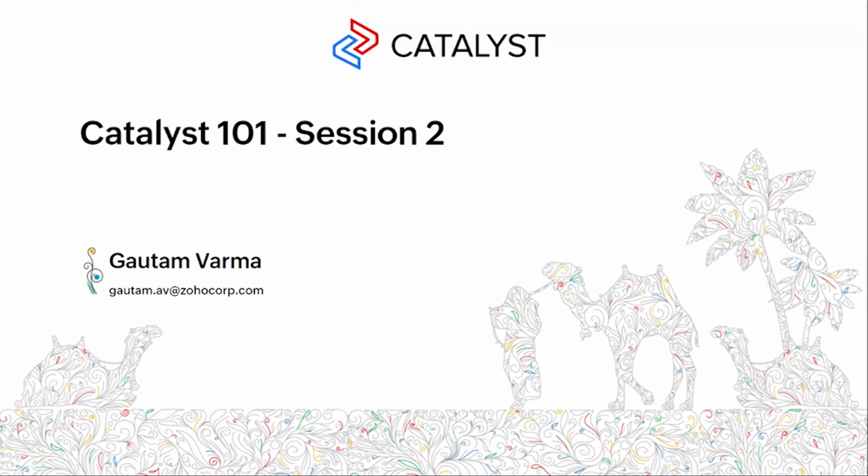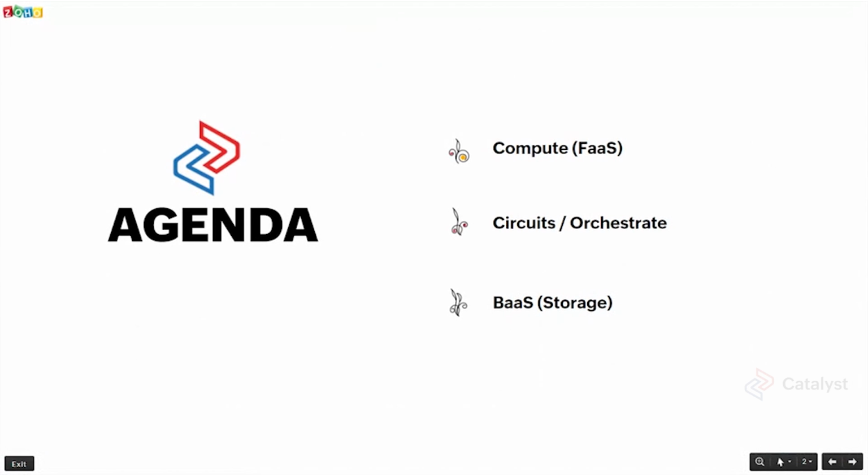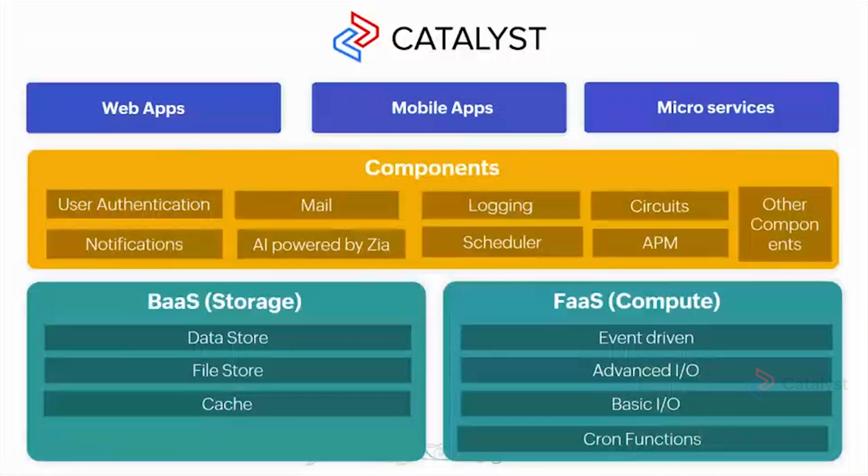Today is session 2. It's aimed at walking you through 3 components within Catalyst. So setting out the agenda for today, we will be discussing the compute or function as a service. We will be discussing circuits or the orchestrate part, and we will be discussing storage or backend as a service.